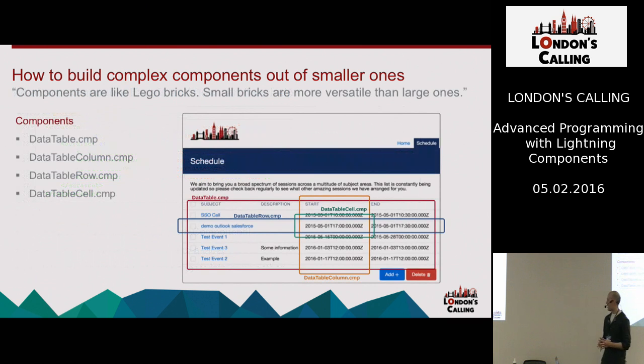If we take a look at our data table, we'll find that it's made up of a number of different subcomponents. It's got the data table columns, rows, and cells. What this highlighting is attempting to do is show you where each of those sub-elements are on the data table.